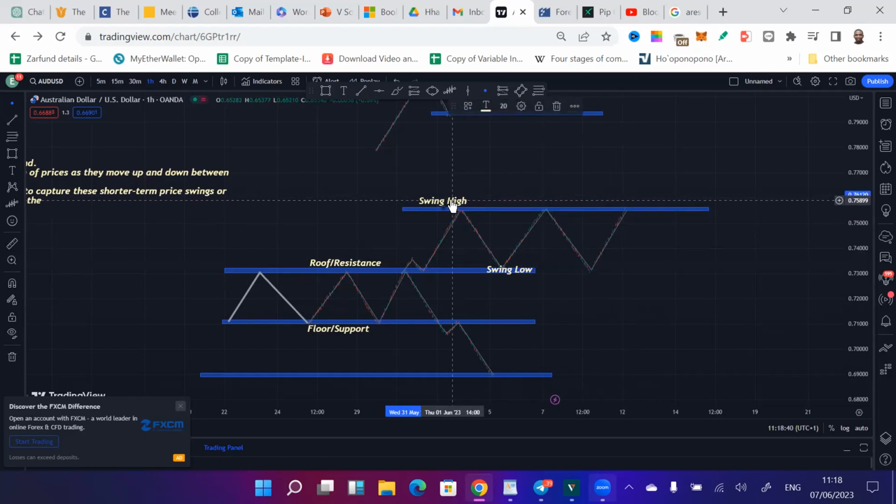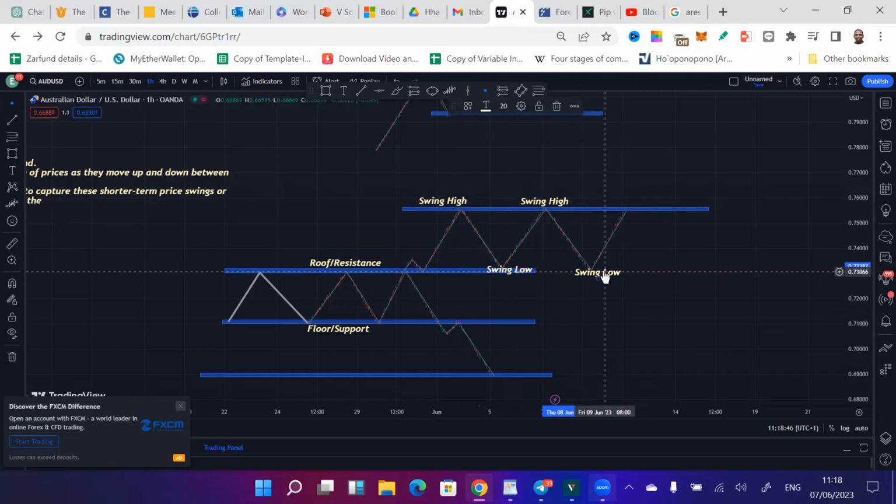Okay, so let's do this now. So this is a swing high. This is also a swing low. So we have one swing high here, we have one swing low here, we have one swing high here, swing low, swing high, swing low, right? Fine. So now the question is this.